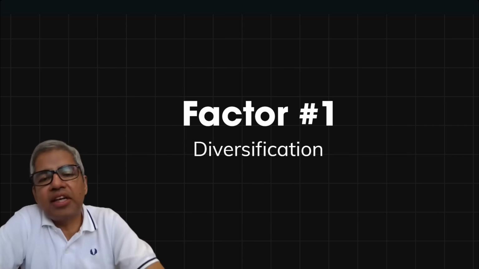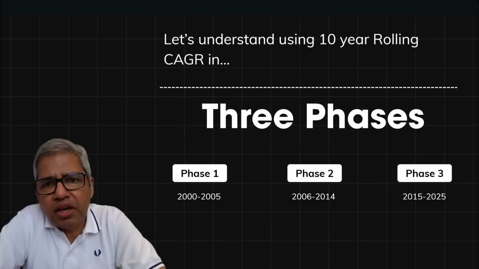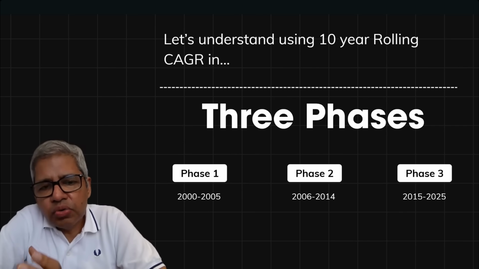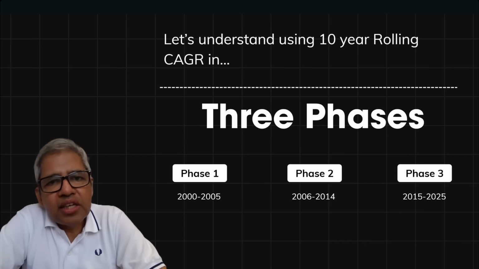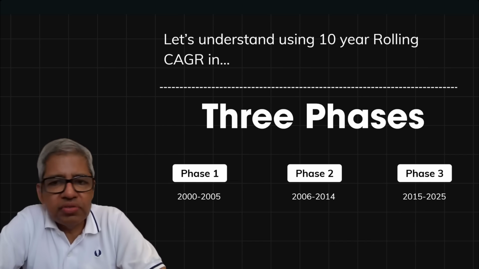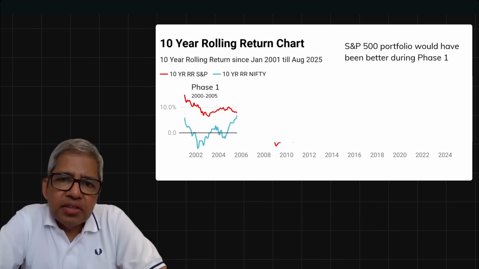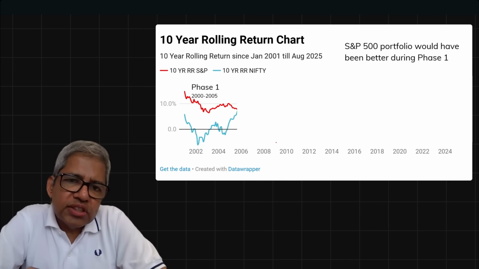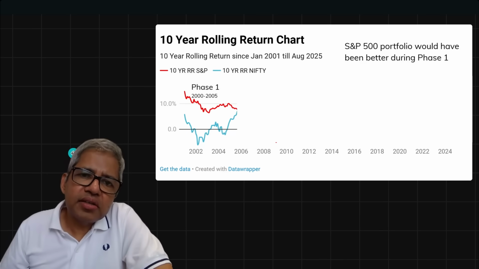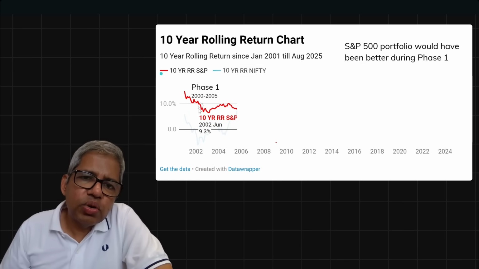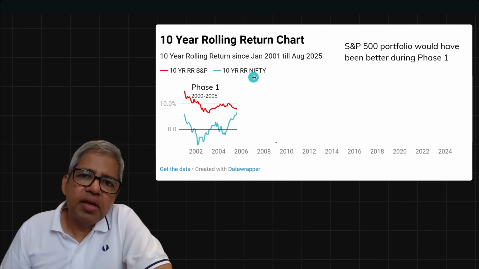The first factor is diversification. Let's take an example of the last 25 years and see 10-year rolling returns in three phases: phase 1, 2000 to 2005, phase 2, 2006 to 2014, and phase 3, 2015 to 2025. In the first phase, you can see that the red line is the 10-year rolling return on S&P, and the blue line is the 10-year rolling return on Nifty.